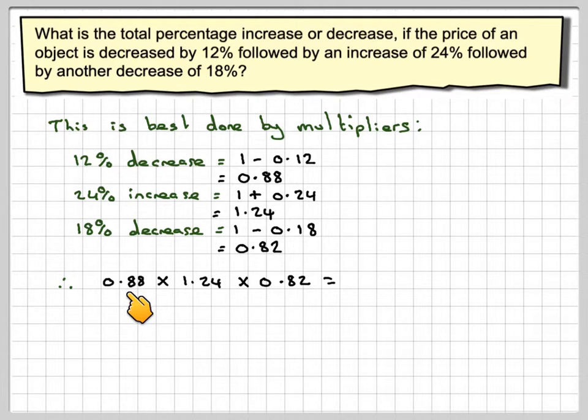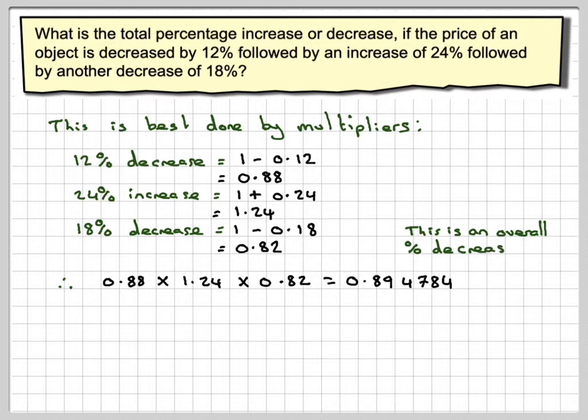So we take the multiplier 0.88 times 1.24 times 0.82, and we get an answer of 0.894784. Now, because this number is less than 1, we know that this is going to be an overall percentage decrease.